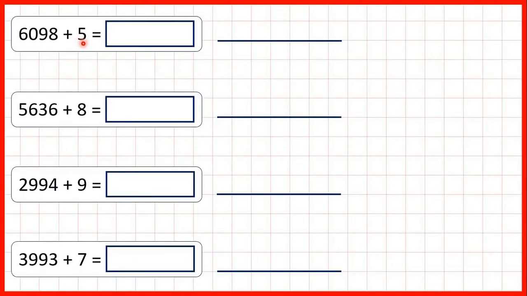Now we need to add a single digit number to a 4-digit number. First, we have 6098 plus 5. Well, if we add 2, that will take us to 6100, because we know 98 plus 2 is 100. But that's adding 2, and we want to add 5, so we need to add 3 more. And that gives us our answer, 6103.